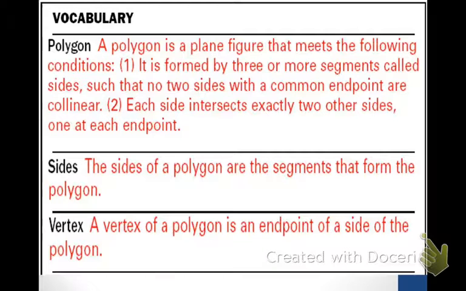Vertices, vertex, sorry, vertices is the plural. It's the endpoint of a side.